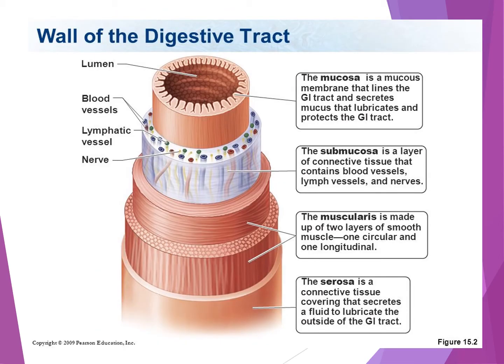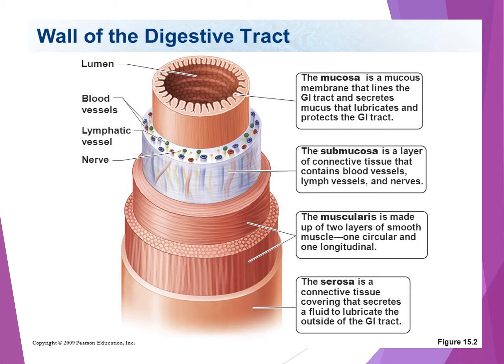There are 4 primary layers to the wall of the digestive tract, and the innermost one is the mucosal layer. The outermost one is the serosal layer. Going from the inside out, we have the mucosa, which is the membrane that lines the GI tract. It produces mucus. It has goblet cells in there, which help to lubricate and protect the GI tract. Then moving towards the exterior, we have the submucosa, which is the layer of connective tissue that contains the vasculature, the lymphatic vessels, and the nerves.